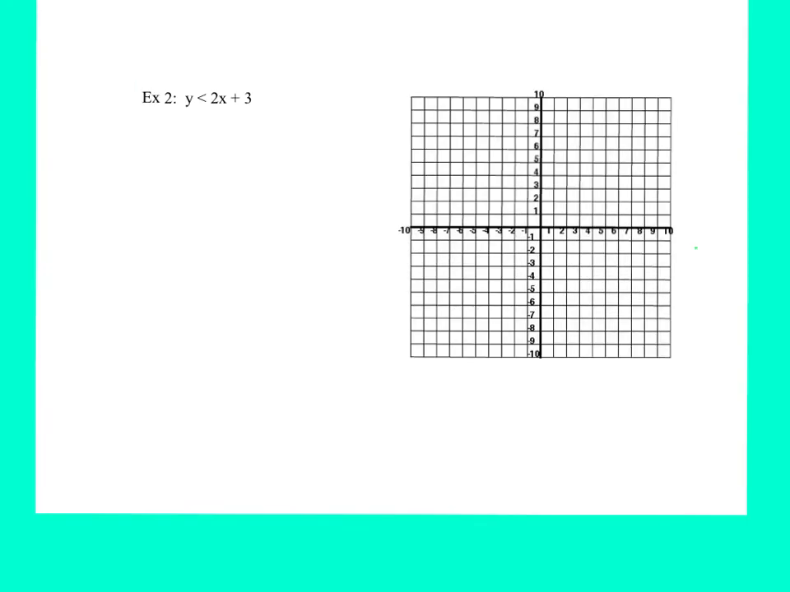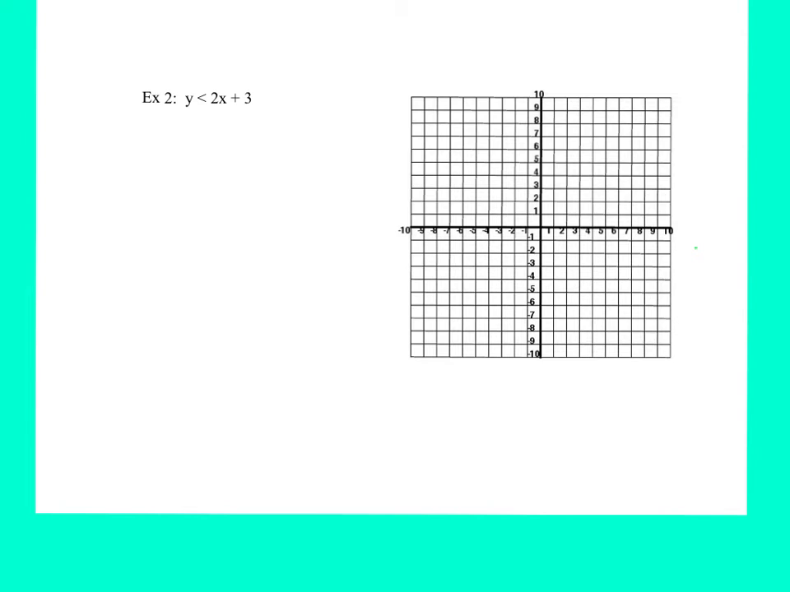Okay, example 2. We've got y is less than 2x plus 3. So this one's actually easier, right? Because it's already in y equals mx plus b, but with an inequality sign. Do we agree? Yep. Okay. What would be my first thing I'd do on this one?